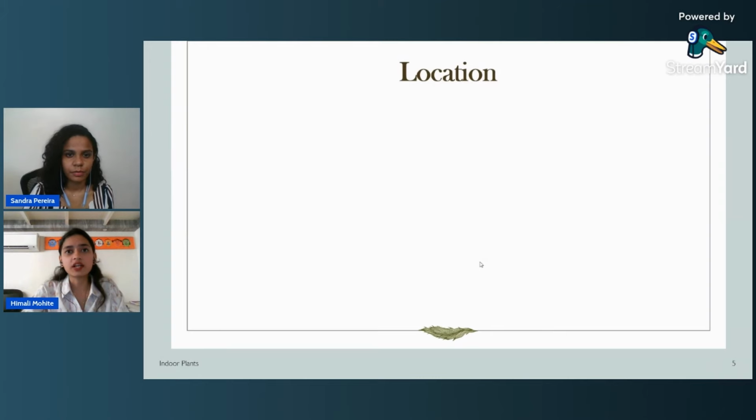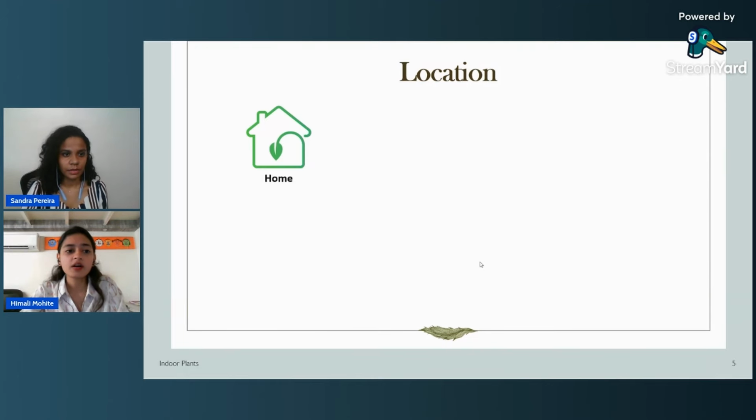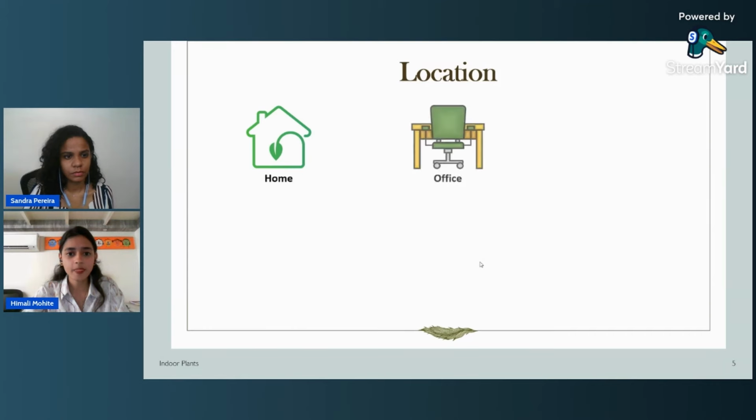Now, location, like where all we can have indoor plants. So at home, indoor plants can create freshness and a beautiful appearance at the house. In offices, indoor plants can boost productivity and they can improve task performing activities.